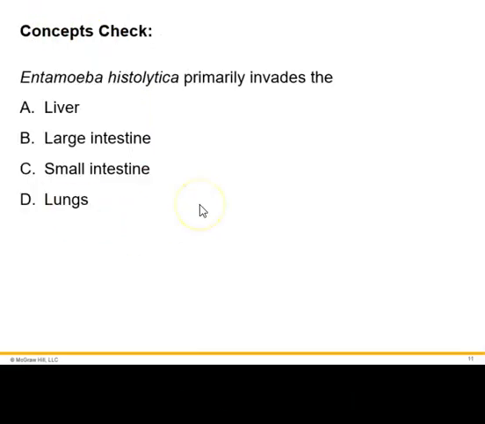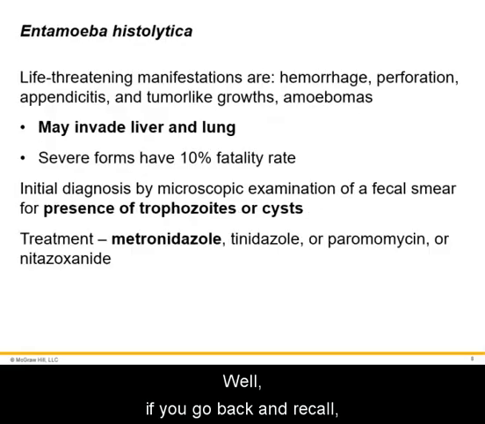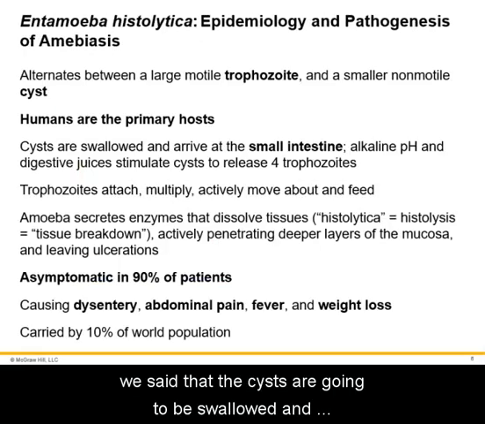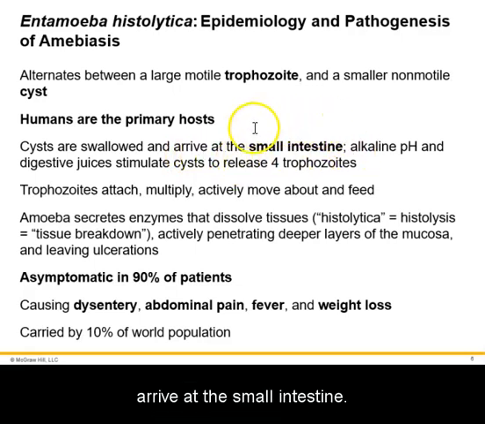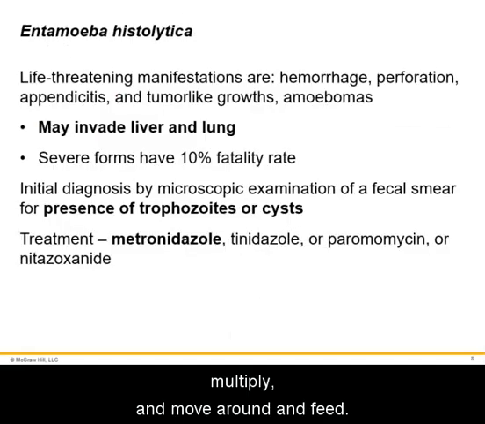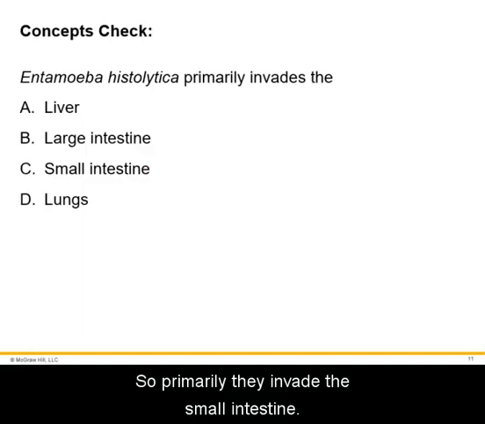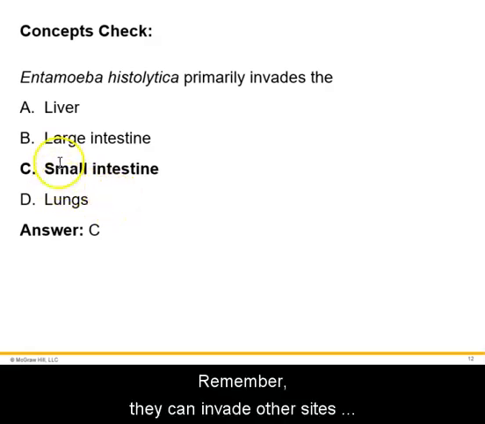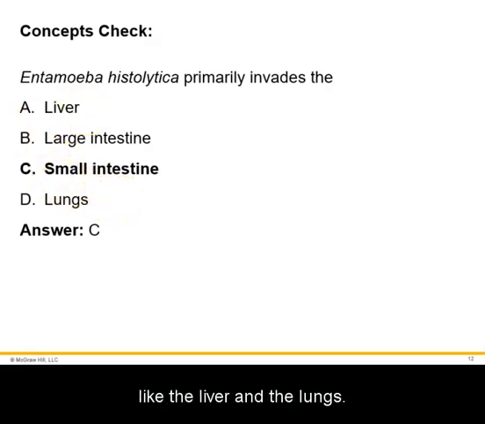Okay, question. Entamoeba histolytica primarily invades... Well, if you go back and recall, we said that the cysts are going to be swallowed and arrive at the small intestine. Okay, so that's where they're going to attach, multiply, and move around and feed. So primarily they invade the small intestine. Remember, they can invade other sites like the liver and the lungs.